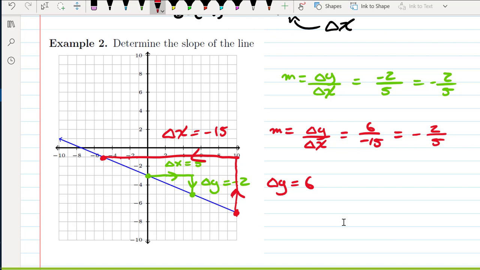So the key thing we have to remember is that when we're talking about x's, right is positive and left is negative. And when we're talking about y's, up is positive and down is negative.